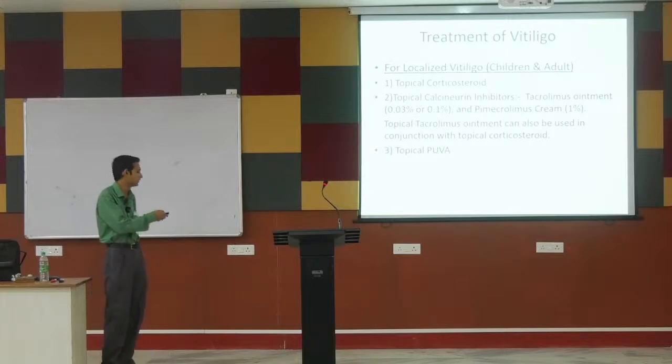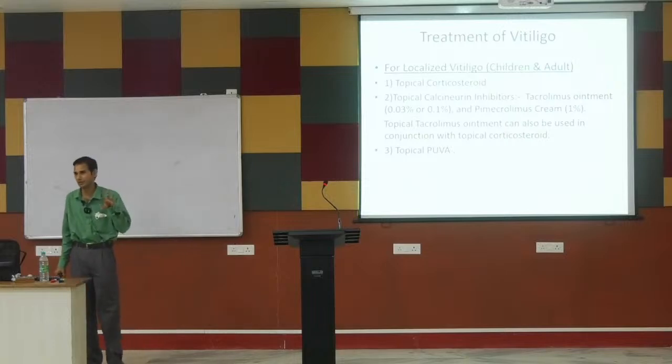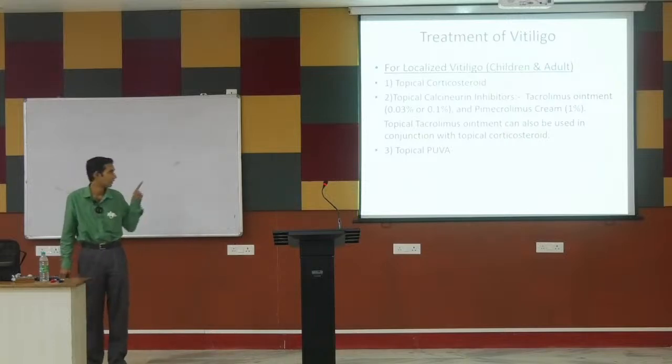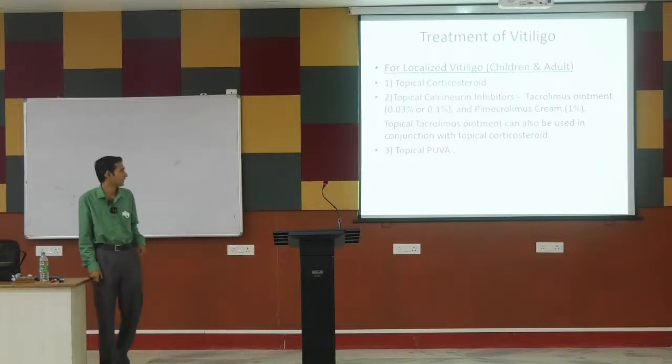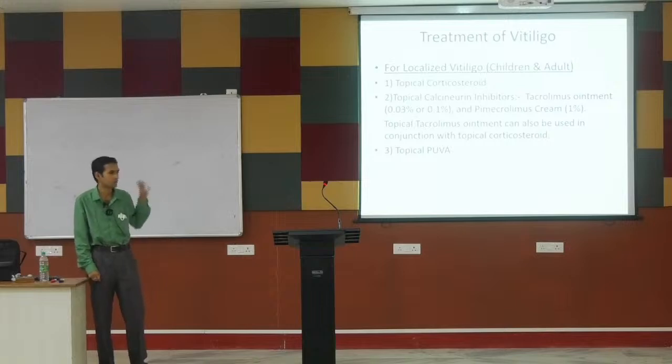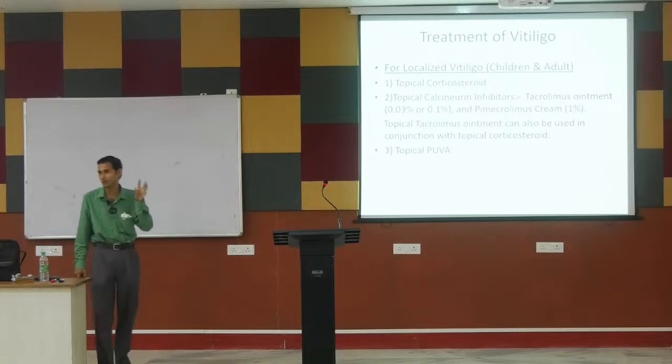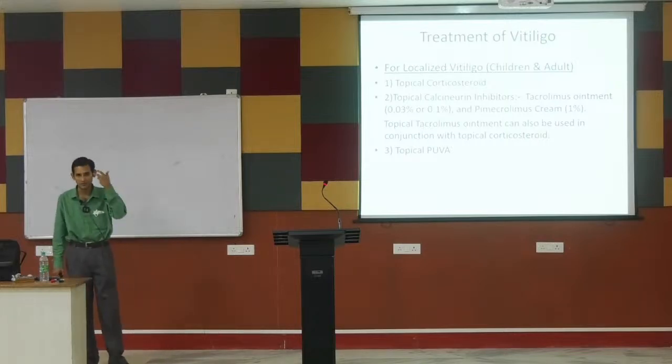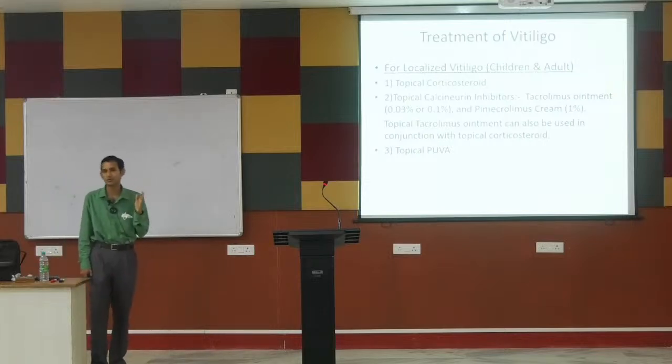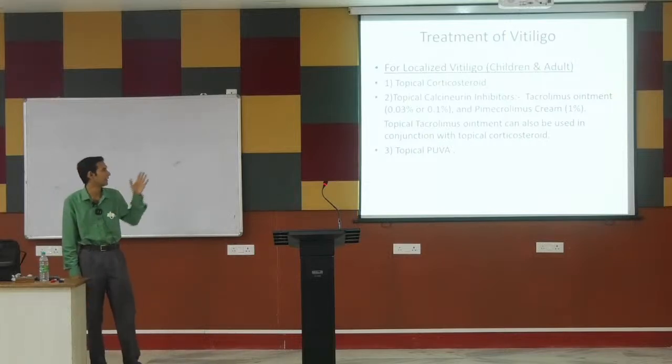Now the topical calcineurin inhibitors. What are the topical calcineurin inhibitors used in the treatment of vitiligo? Topical tacrolimus ointment, with two strengths, 0.03% and 0.1%, and pimecrolimus cream, that is 1%. Topical calcineurin inhibitors are particularly given for localized vitiligo present on the face or neck area, and they are usually given twice daily if used as monotherapy.